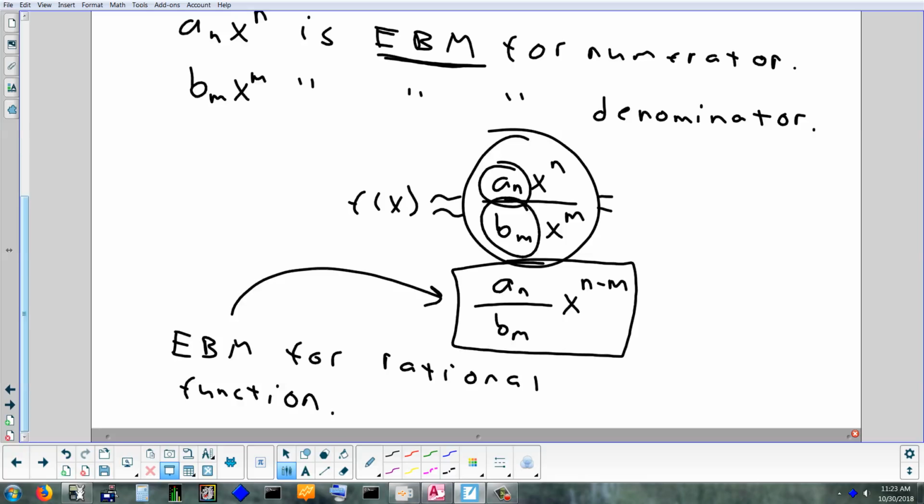Well, if you had something like x cubed divided by x to the first, remember the way you divide things with the same base is to subtract your exponents. So x cubed divided by x to the first is x to the 3 minus 1, or x squared. So any questions on that? So that's how you find an EBM for a rational function. Just take the biggest term in the top, highest degree term, and divide by the highest degree term in the bottom.